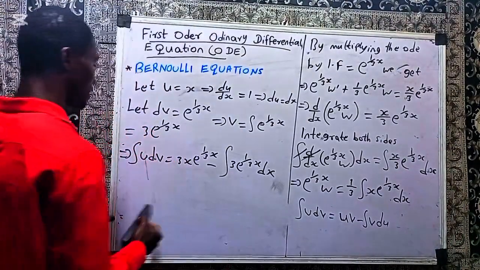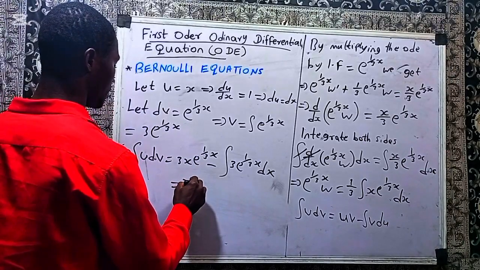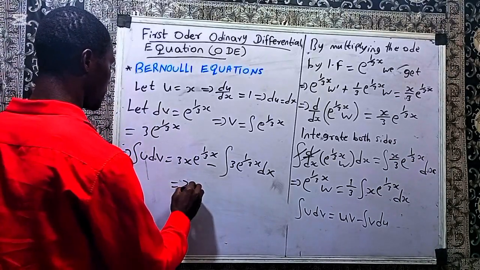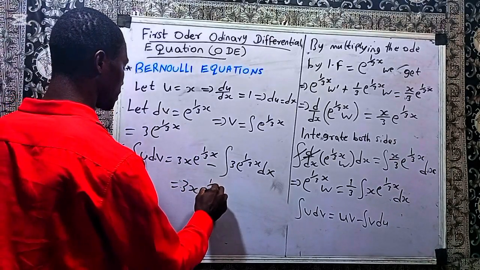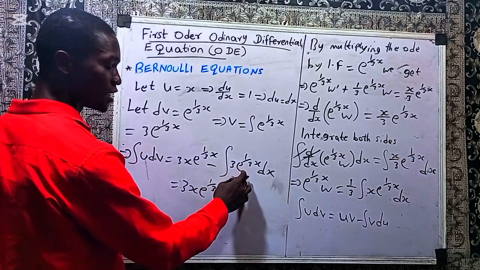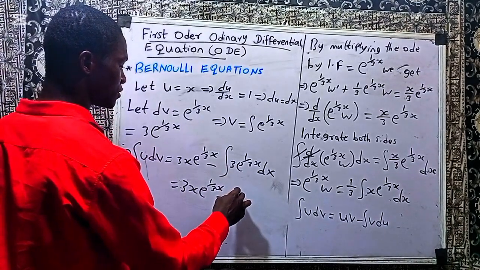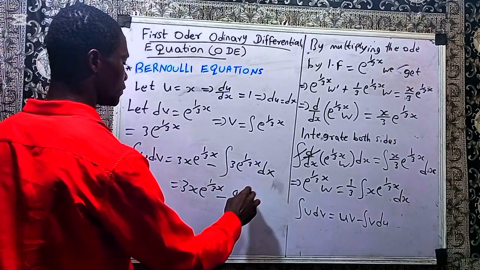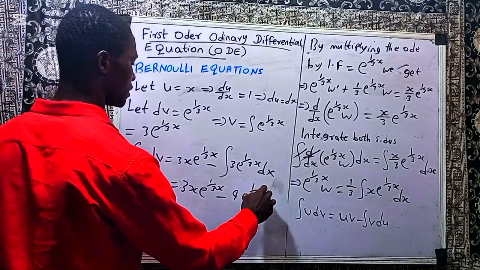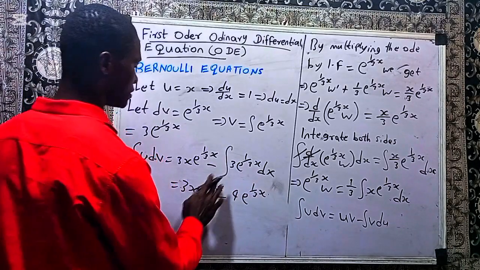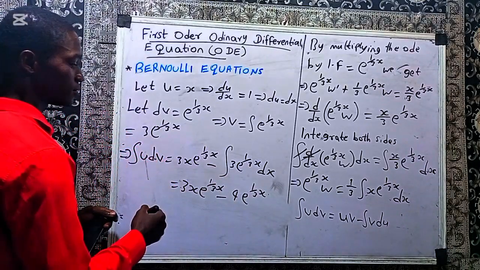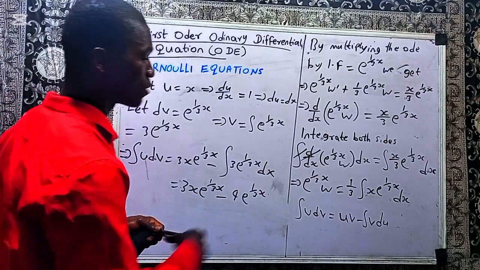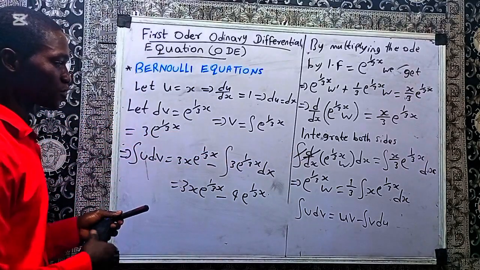So what we have is 3x exponential 1 over 3x. Then this gave us what? It gave us 9 exponential 1 over 3x. That's what this one gave us. Then, so we're going to go back to this and substitute it.